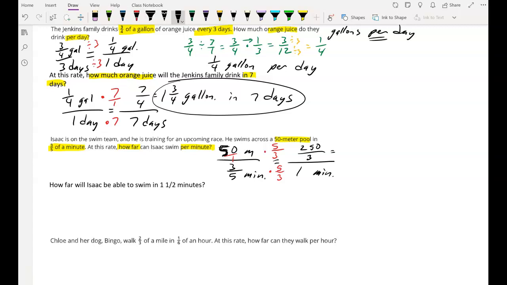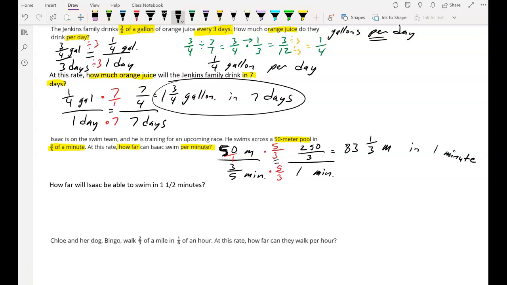Well, let's see. Well, that's 83. How much is left over? Let's see. 83 times 3, 249. Oh, okay, so it's 83 1/3 meters in 1 minute. Fantastic. Okay, 83 1/3 meters in 1 minute.